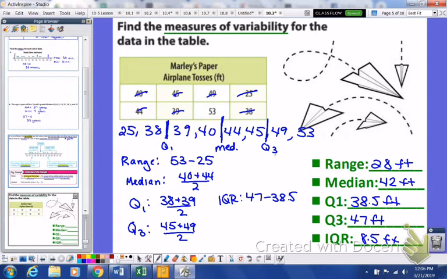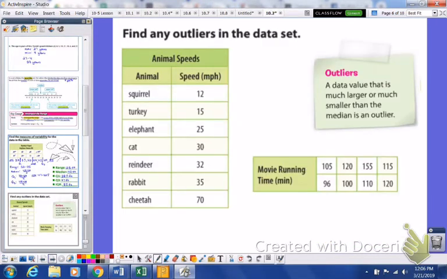All right, the last idea for this section is talking about outliers. So an outlier is a data value that is much larger or much smaller than the median. So we're looking for numbers that kind of don't belong. If we look at our animal speeds, we got 12, 15, 25, 30, 32, 35, and 70. For this set, they're already in order. I have 7 numbers. So my median is 30.